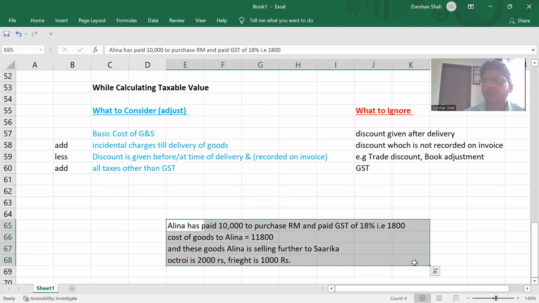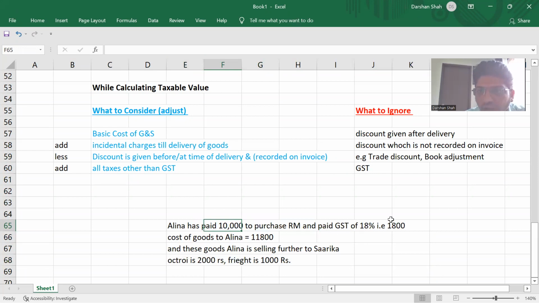See if this example is clear. But why are we ignoring GST? Because then GST will be charged on GST, double taxation. So I don't want that. But we are taking 10,000 as a basic cost, right? So I'll take basic cost of 10,000. I'll take octroi of 2,000. I'll take freight of 1,000. I'll take all these charges. Okay. So your total cost, the cost that I charge.